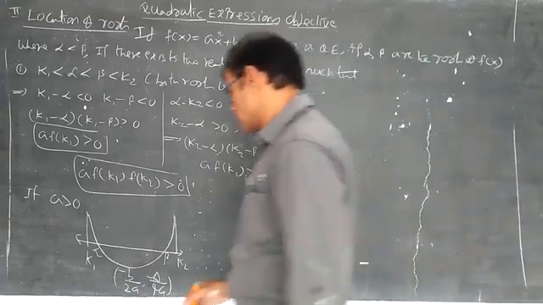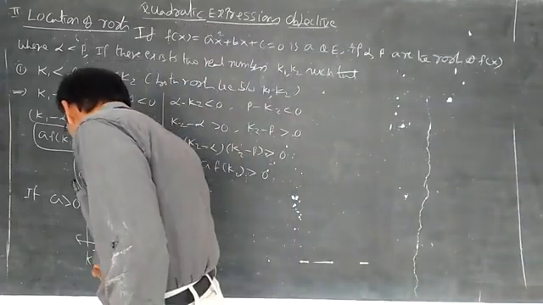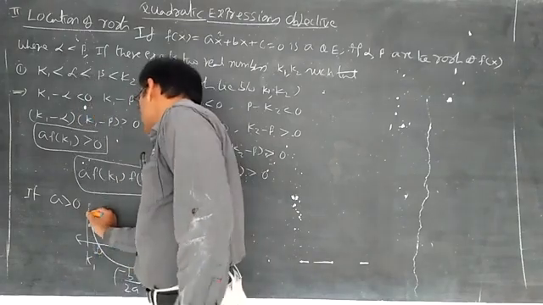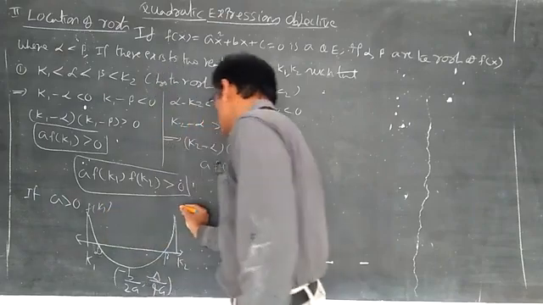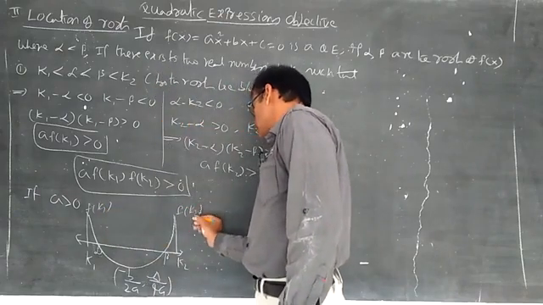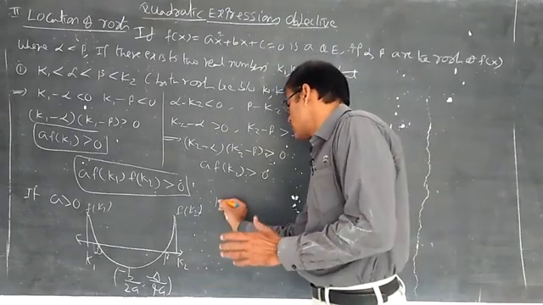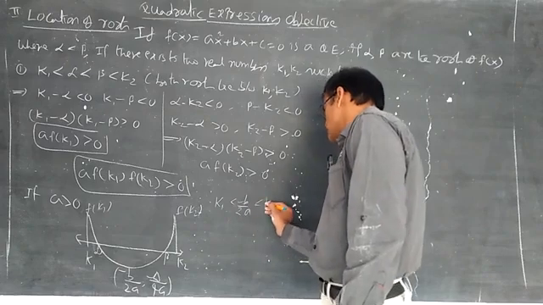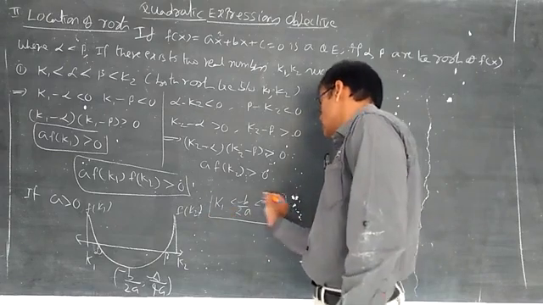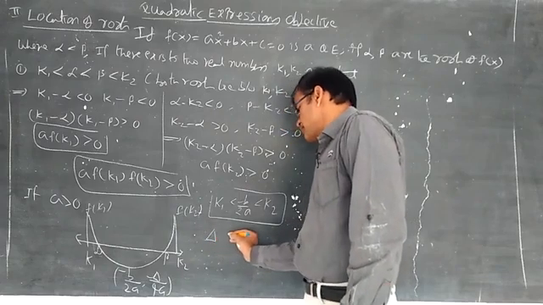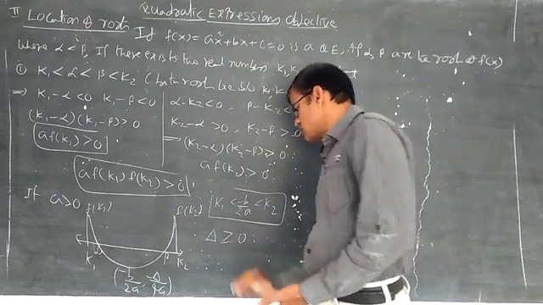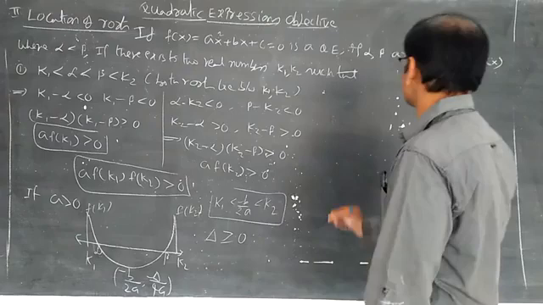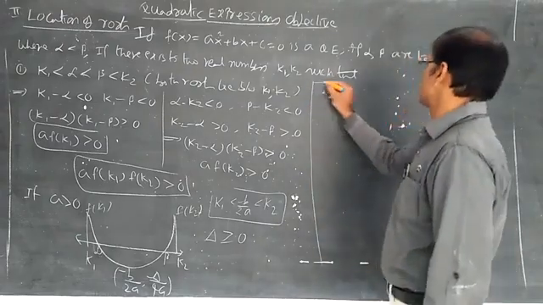So k1 and k2 are here, with f of k1 and f of k2. So we can say that k1 less than minus b by 2a less than k2. Whenever k1, k2 are there, delta is greater than or equal to 0 also, because alpha and beta are real roots. So delta greater than or equal to 0. This is the first graph.